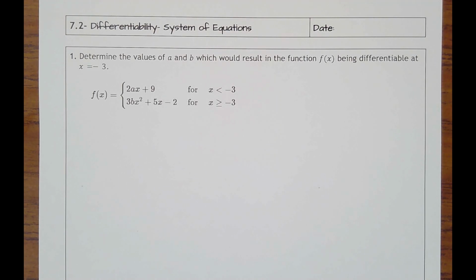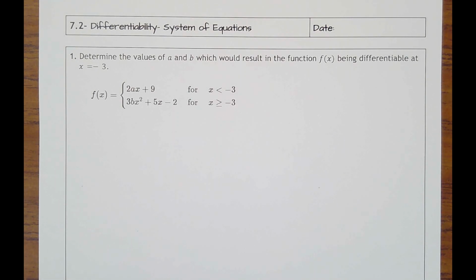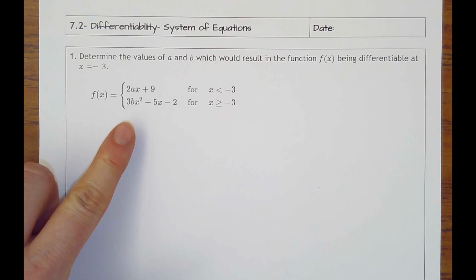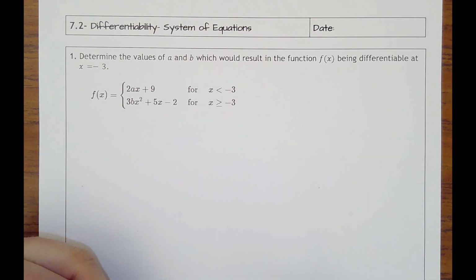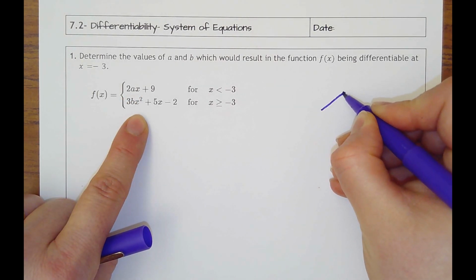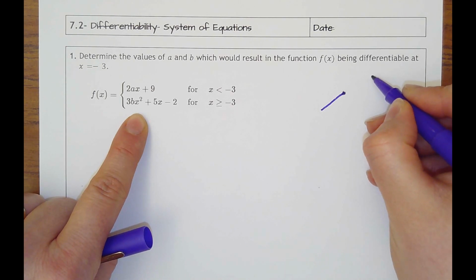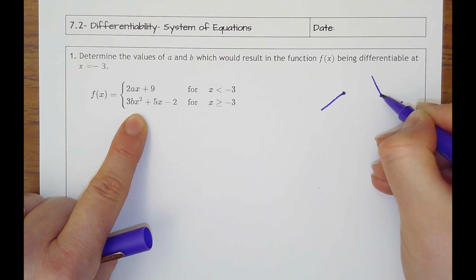Lesson 7.2 is differentiability again, but this time it's going to involve using a system of equations to get the solutions. We have unknowns, A and B. We have to figure out what those values would have to be to make these functions not only continuous, so no holes, but also have a smooth continuation where there's no cusp or change in slope. So we want to go from one function, something linear, to something quadratic at a point where it's going to be smooth.